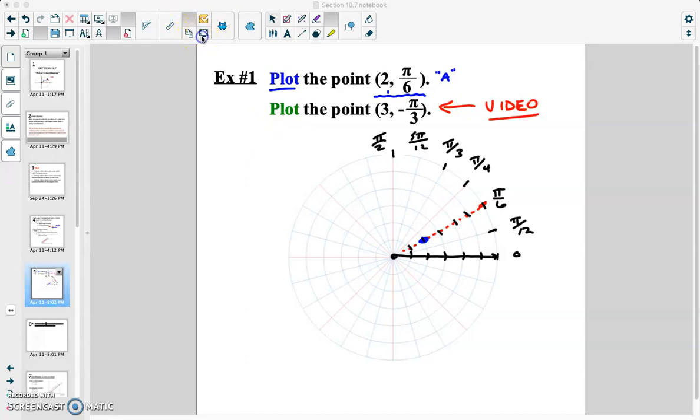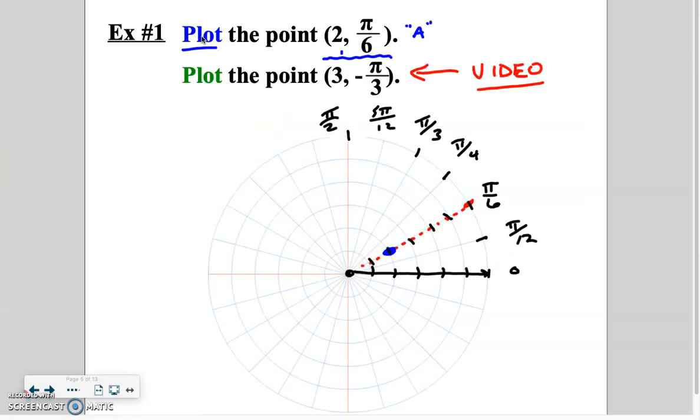All right, so guys, picking up where we left off. Now we are going to plot the point. All right, but now we're going to plot the point. We're going to call it B, and it's going to be located at (3, negative pi over 3).